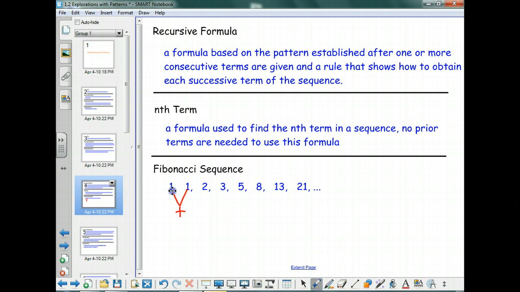2, which is the next number. And if I add these two numbers together, I get 3, which is the next number. And these two numbers give me 5, and so forth. So could we go on to the next one? Sure. We add these two together. What would be my next term? 34. And we keep going from there.